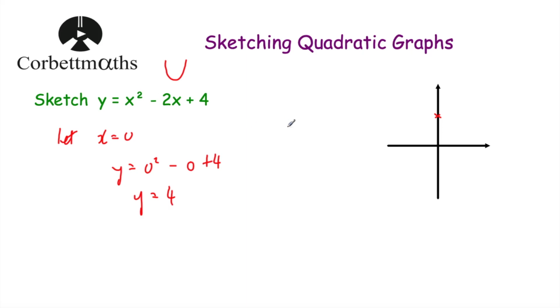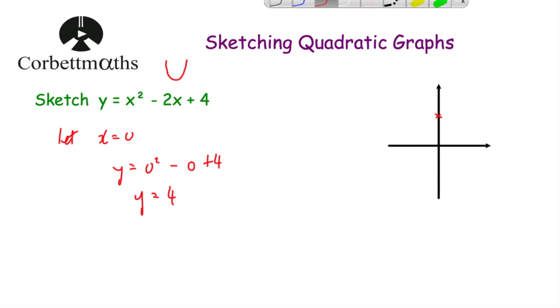Okay, and then because this question would often be part of a big graphs question, part of that question would be previously we'd have found the coordinates of the turning point. So let's find the coordinates of the turning point of this graph. So let's find dy by dx. So we've got y equals x squared minus 2x plus 4.